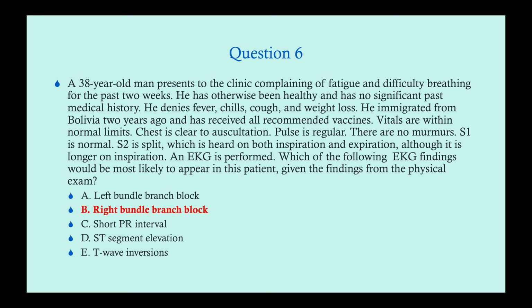Okay, so you think right bundle branch block, you think things that are going to screw up the right side of the heart, and you know your pulmonic valve is there, and the pulmonic valve is what's causing this persistent S2 split.